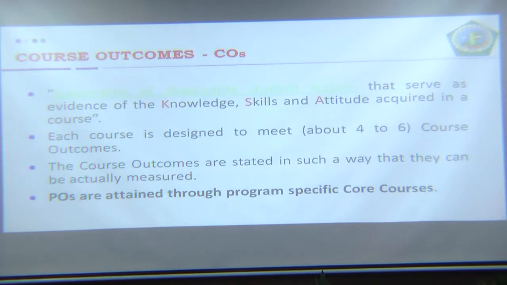It could be in the form of your minor exams, your end semester exams, assignments, seminars, or projects; wherever direct interaction is there, it should be measured. And your program outcomes are attained through program-specific core courses. In every program, we have different kinds of courses. We have core courses and elective courses. In elective courses, we have program electives and open electives. So more or less, if we focus on our core courses, then your POs are obtained through your program-specific courses.